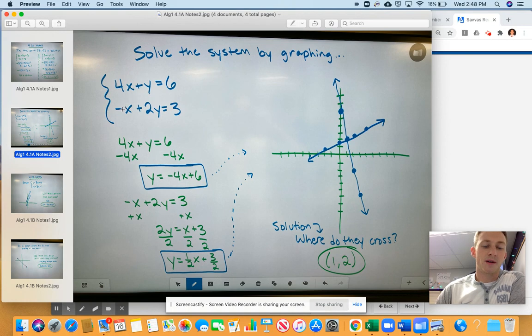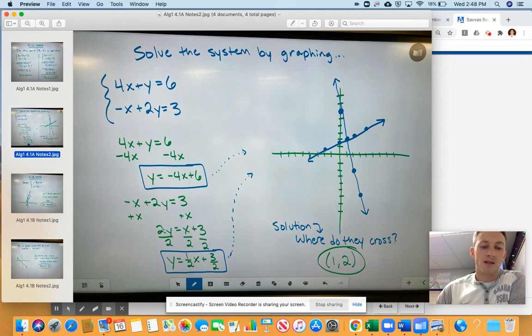For our second equation, we have -x plus 2y equals 3. Let's get y by itself again. We want to get y equals mx plus b. How do we move a -x to the other side? We have to add it. We got to do the opposite sign. So now we have this 2y left over equals positive x plus 3.